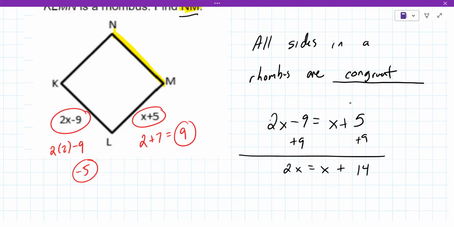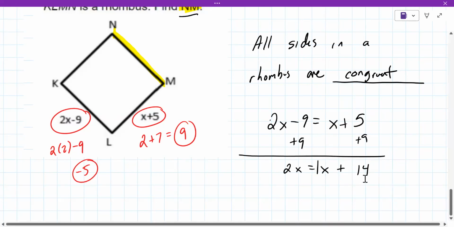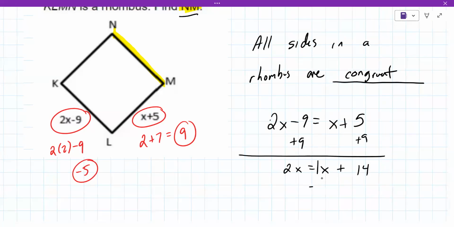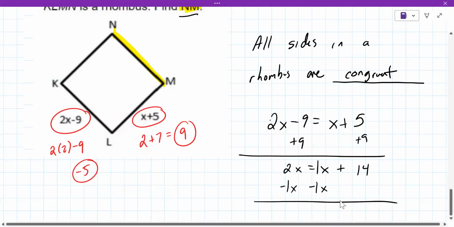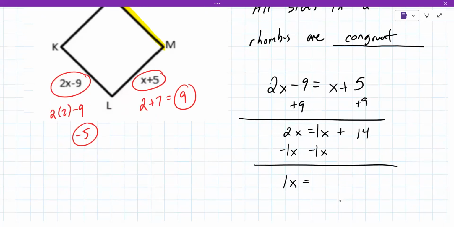You should be able to subtract 2 from both sides. But 14 is the only number. Everything else is a variable. So you have to move the variable to one side. 1x equals 2x plus 14. You have to subtract 1x from both sides.